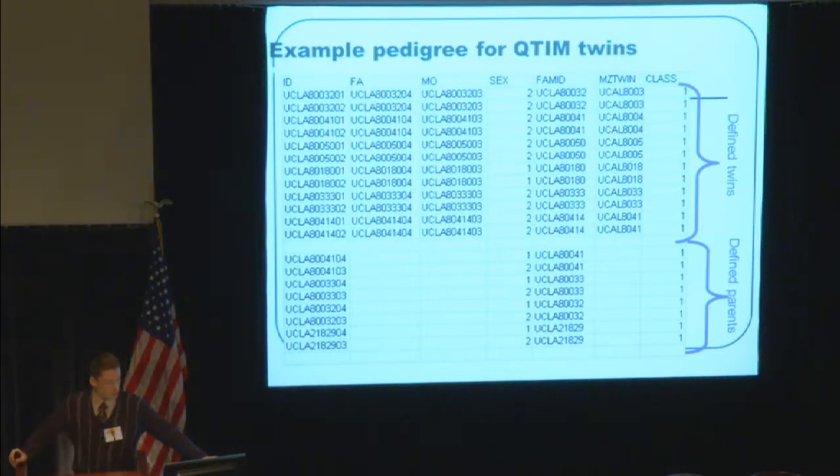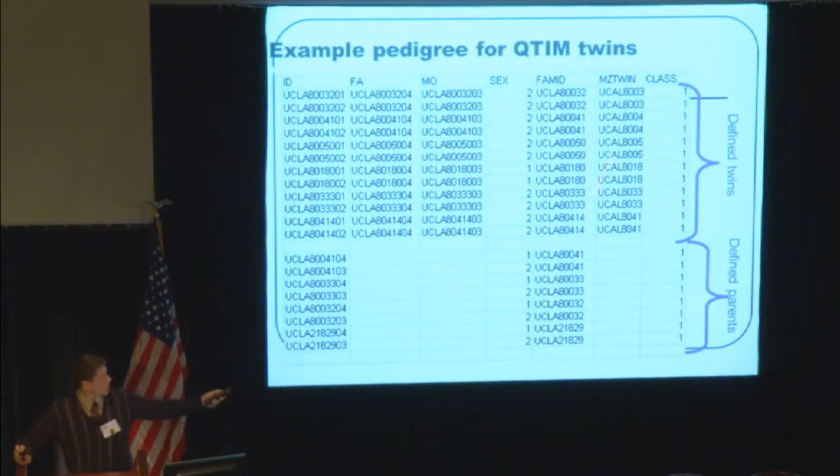8000321. Then you have FA, which stands for ID of the father. Then you have MO, which stands for the ID of the mother. Then you have gender. Then you have family ID. And this is a twin study, so we have a monozygotic twin label. And that monozygotic twin label, in this particular file, I just assigned the family ID. So family ID and monozygotic twin label ID are the same.